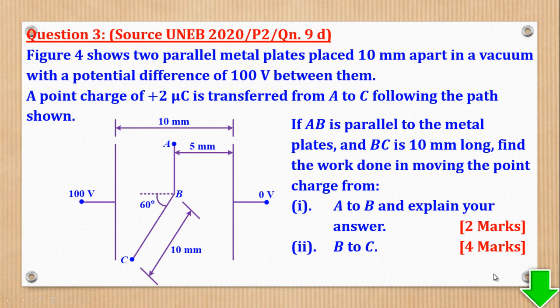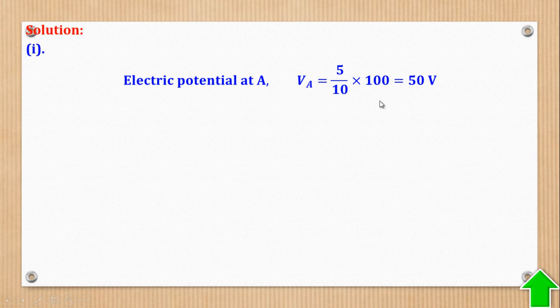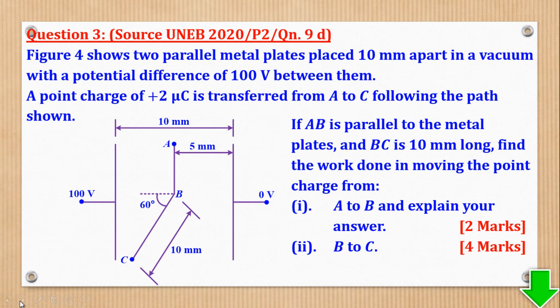So let's start with Roman 1. So electric potential at A will be given by this. Now where is this coming from? We know that from here up to here the potential difference is 100. But this is midway. If you look at this, this is half of this. Therefore the potential difference must be half. And to get that half, we have to say this distance over this times this potential difference. That's how we get the 50.